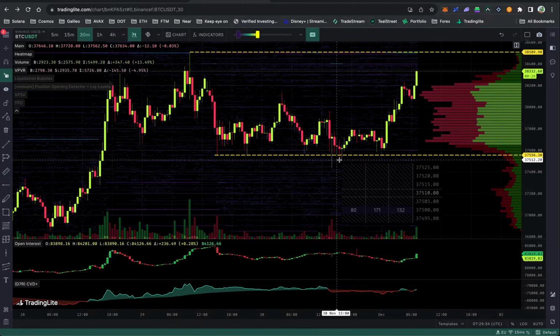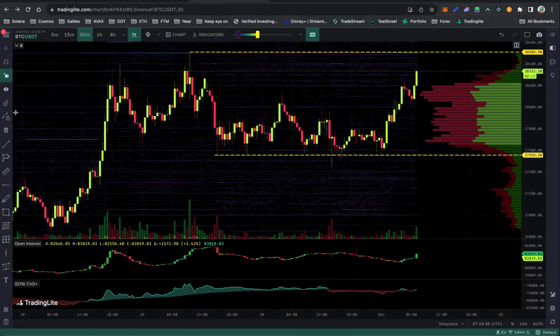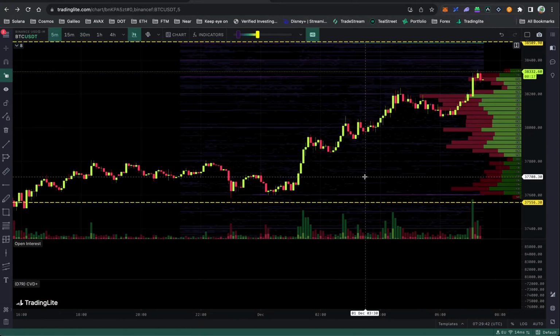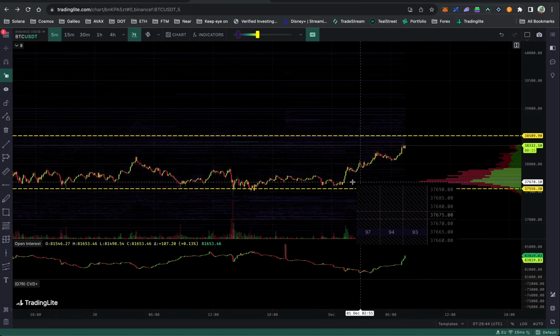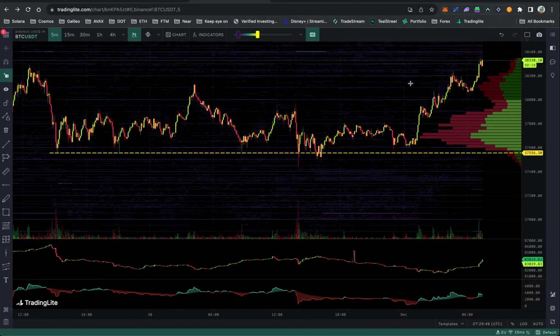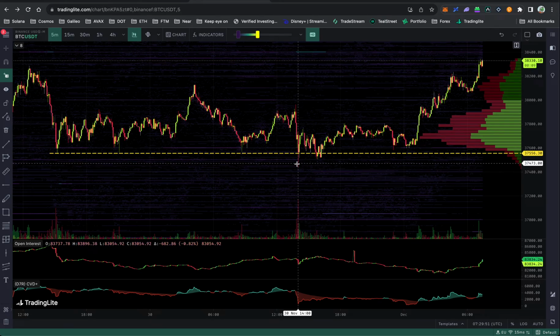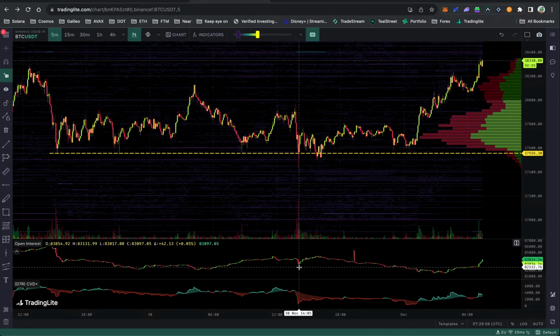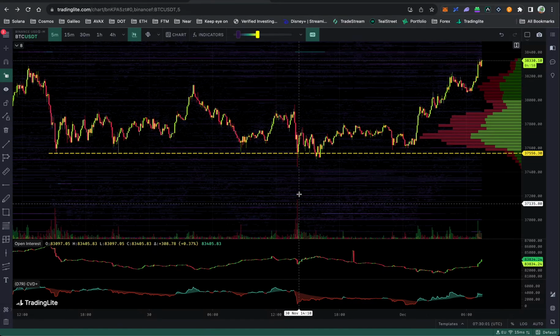So how did I enter? Once I got the alert that price had quickly moved back through, I went to a lower time frame, and it was here. This was the moment you saw open interest started to fall off. So basically, longs got squeezed out and were forced to close their positions.